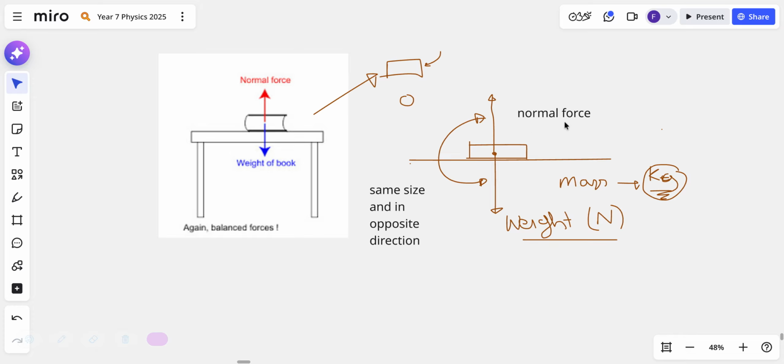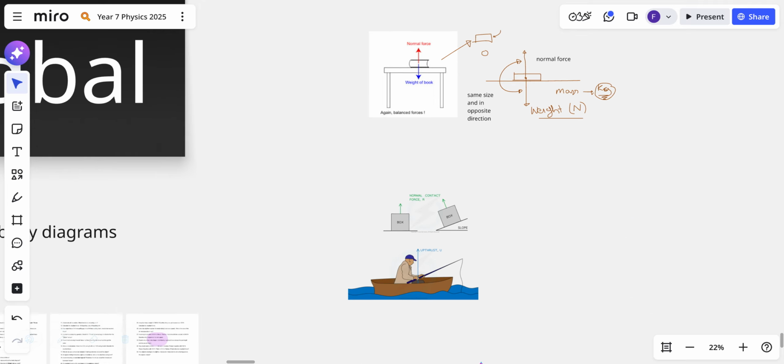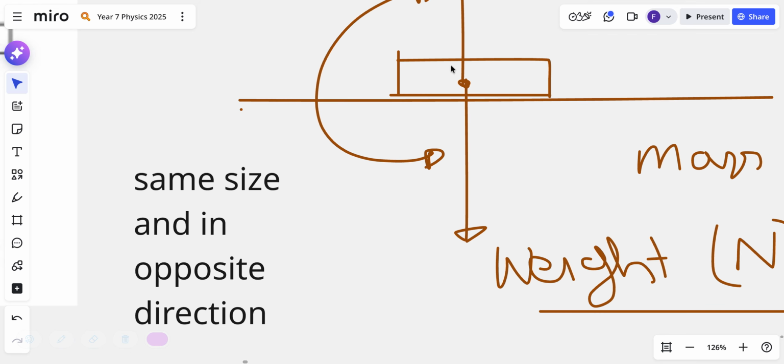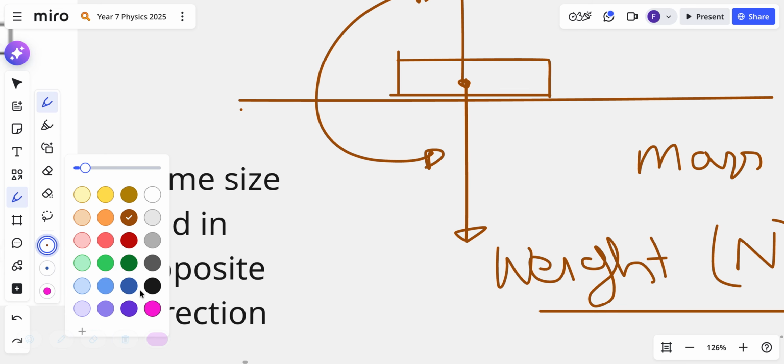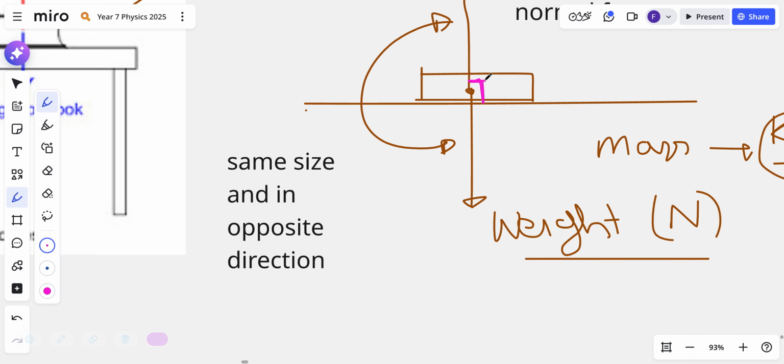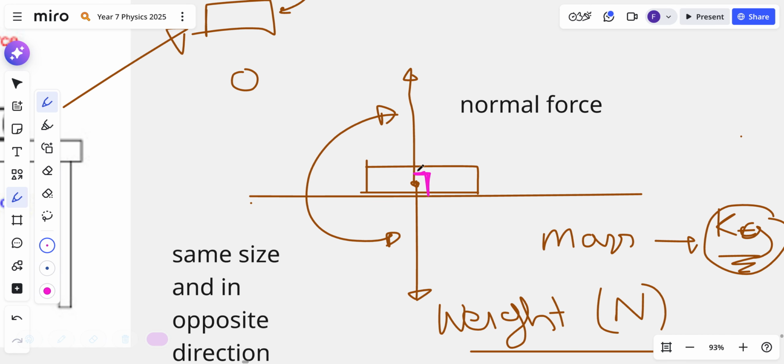Okie dokie. So now that I've done that diagram to show you the forces on a book, this is what we call a free body diagram. It is really easy to draw. I'm just going to talk about the normal force. The normal force is at 90 degrees. Let me change colour. Let me do pink. Now, you should have done that in maths at some point. If you haven't, this is 90 degrees.